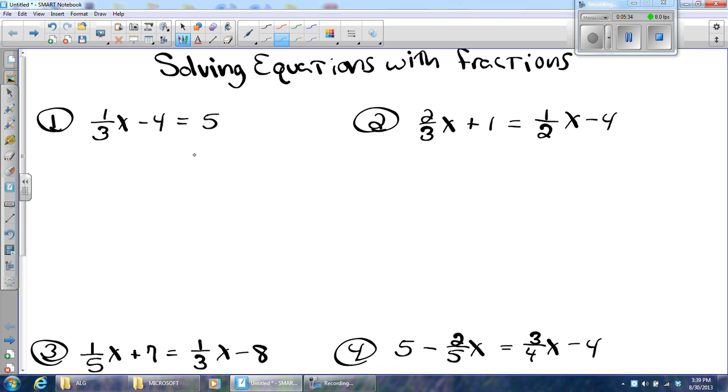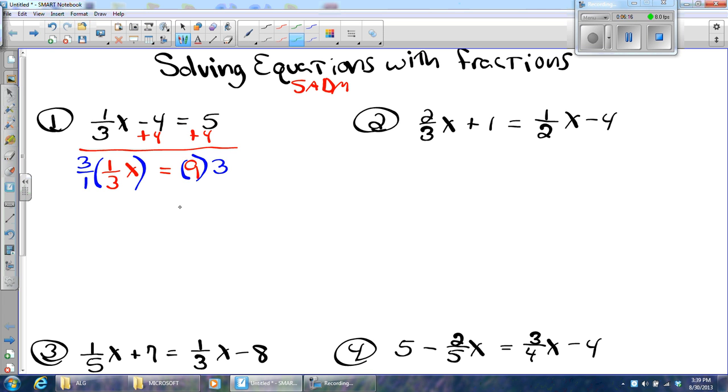Problem number one, I have 1/3 x minus 4 equals 5. Well, I'm going to add 4 to both sides, right? And I'm going to get 1/3 x equals 9. And then I'm going to undo this fraction by multiplying by 3/1. But if I multiply the left-hand side by 3/1, I have to multiply the right-hand side. Now, some of you are probably confused. Why didn't I multiply by 3/1? I did. 3 is the same as 3/1. But since 9 wasn't expressed as a fraction, I didn't write 3 as a fraction.